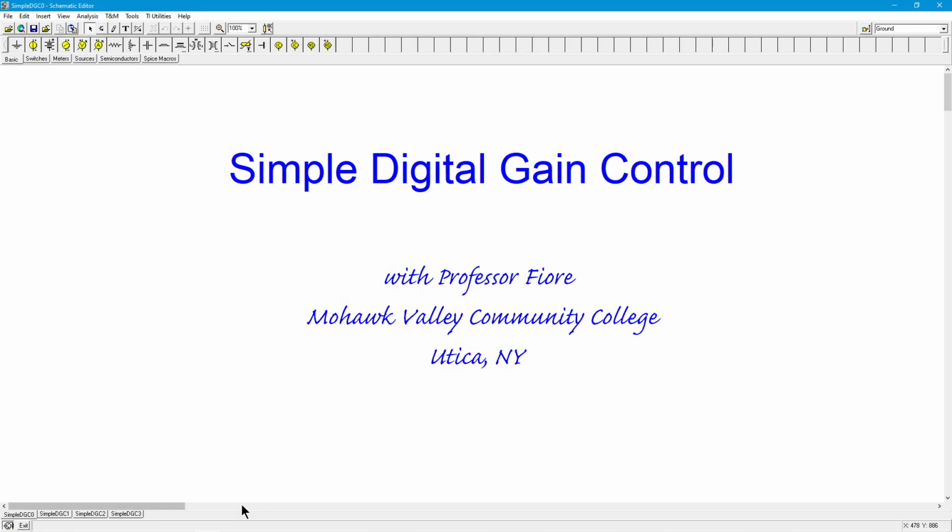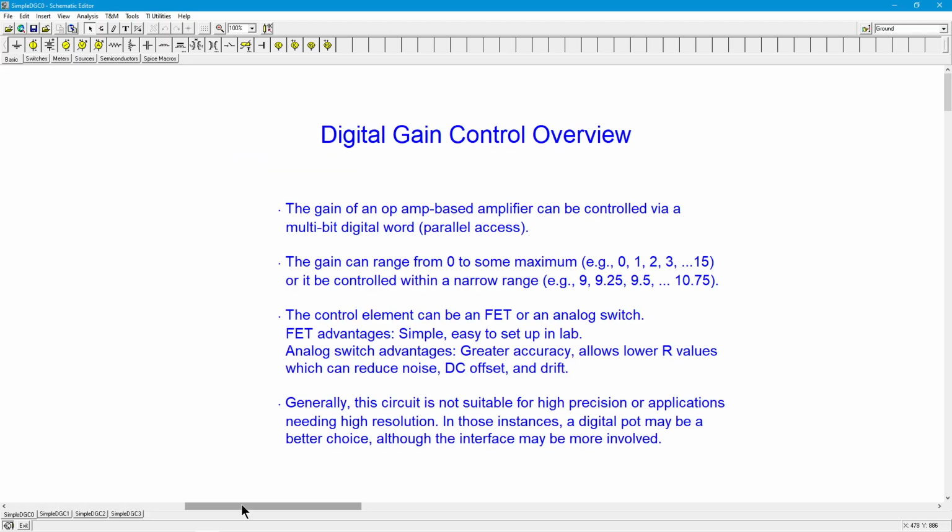Today's topic, simple digital gain control. What we're talking about is the control of an op-amp's gain utilizing a simple digital word. In other words, a parallel access. With parallel access, this is easily performed with, let's say, a microcontroller. You could take one of the ports on your microcontroller, let's say 4 bits, 3 bits, 5 bits, whatever, hook them up into this little circuit we're going to talk about, and by setting that digital word on the output, you set the gain of the amplifier, right?